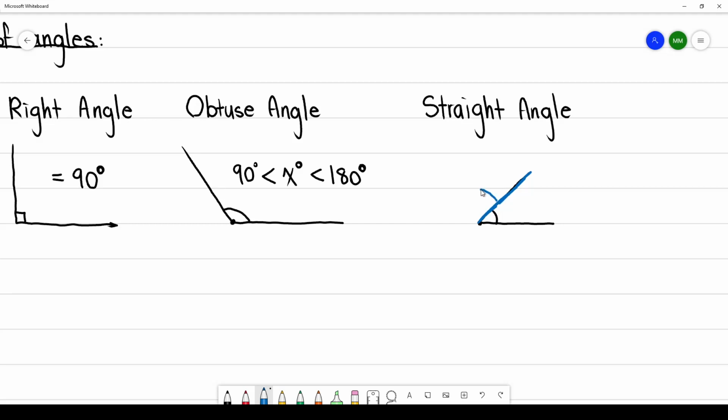I rotate it, rotate it, rotate it, rotate it, rotate it, all the way to here. So this blue way becomes exactly flat. This entire rotation is 180 degrees. This is why it's called a straight angle, because it's essentially a straight path, except it's an actual angle, not just a straight path. So that is a 180-degree angle.